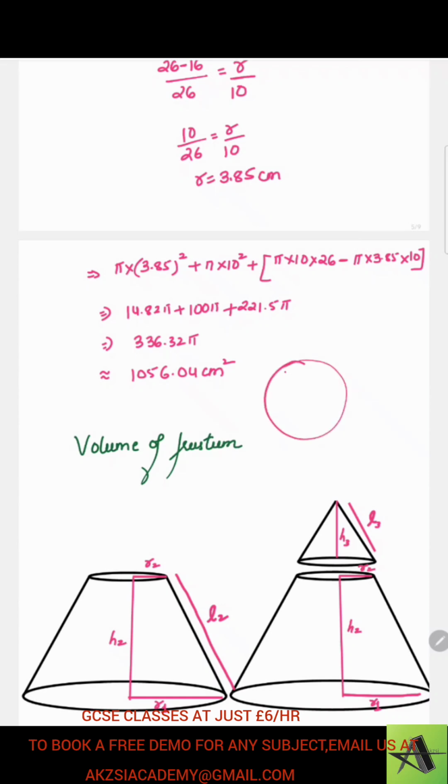this is a figure, any figure. This is a sphere you can see. If I make 4 equal parts, the volume of each part, if I add them up, will give me the volume of this whole sphere.